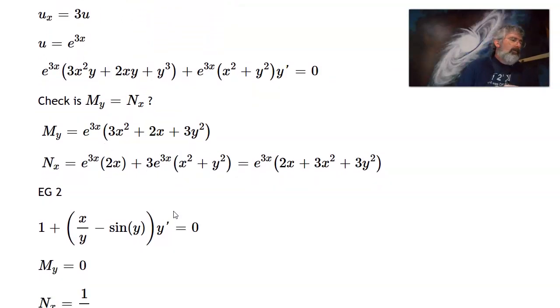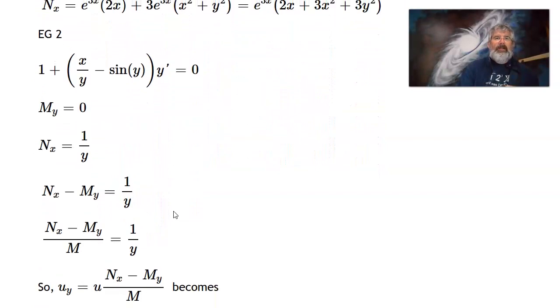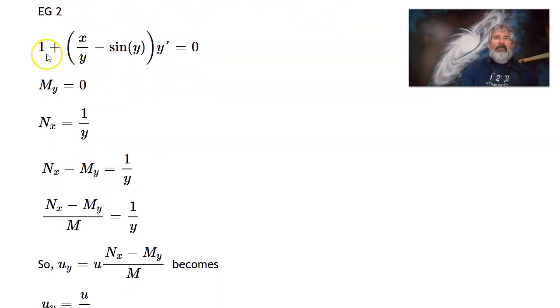This is problem number 20 out of the textbook. They give me 1 plus the quantity x over y minus sine y times y prime is 0. Checking to see if it's exact, take the partial of this with respect to y, which is 0. Take the partial of that with respect to x, which is 1 over y. Those are not equal to each other. Okay?